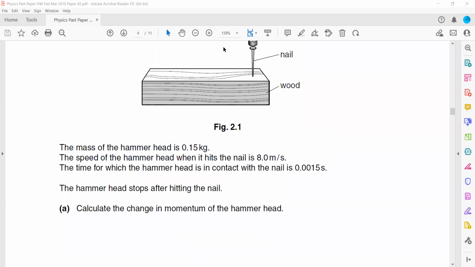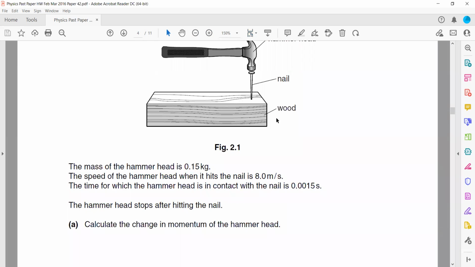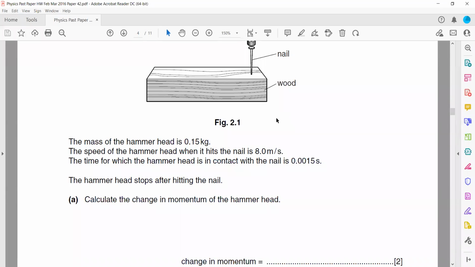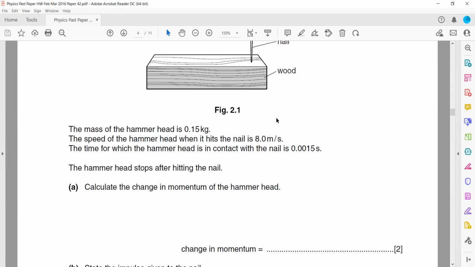The mass of the hammer head is 0.15 and the speed of the hammer head, as it hits the nail, is 8 meters per second. The time for which the hammer head is in contact is 0.0015 second. After that, the hammer head stops after hitting the nail. Calculate the change in momentum.